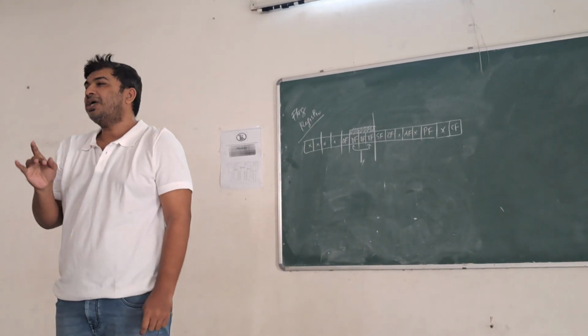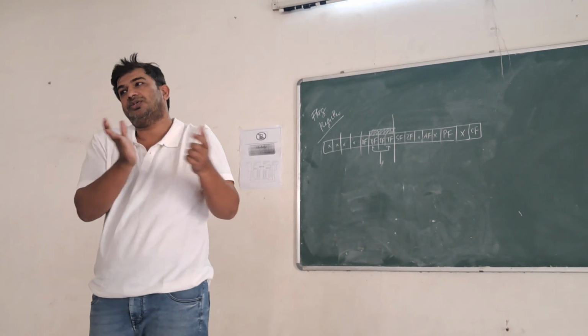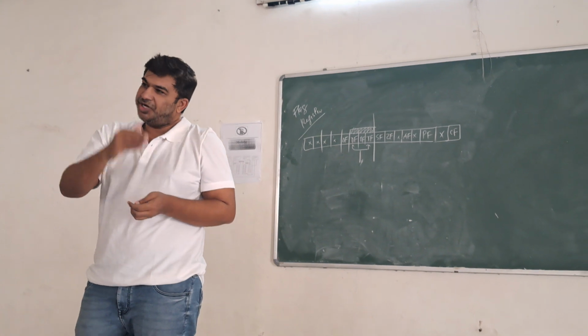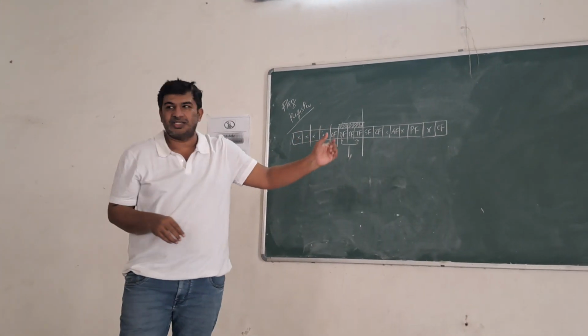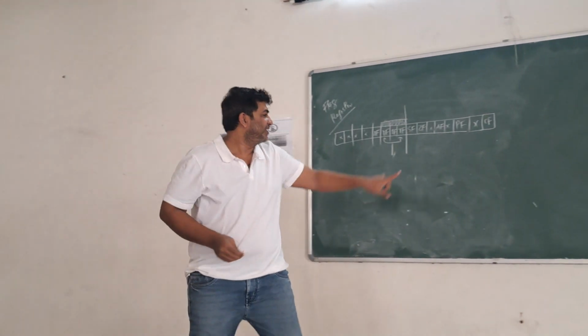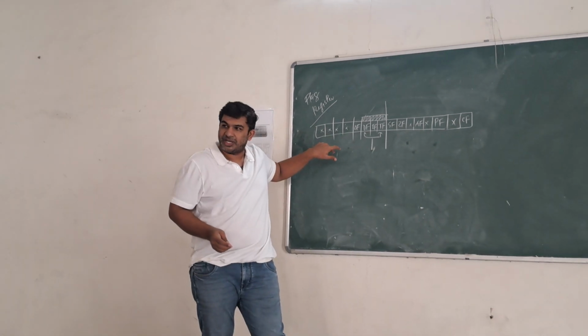Flag register. In 8086 your flag register is of 16 bit, because the architecture of 8086 is 16 bit. It is a 16 bit microprocessor. In 8085 initially the flag register was 8 bit, 1 byte only. And later on in 8086 they have added more flags.